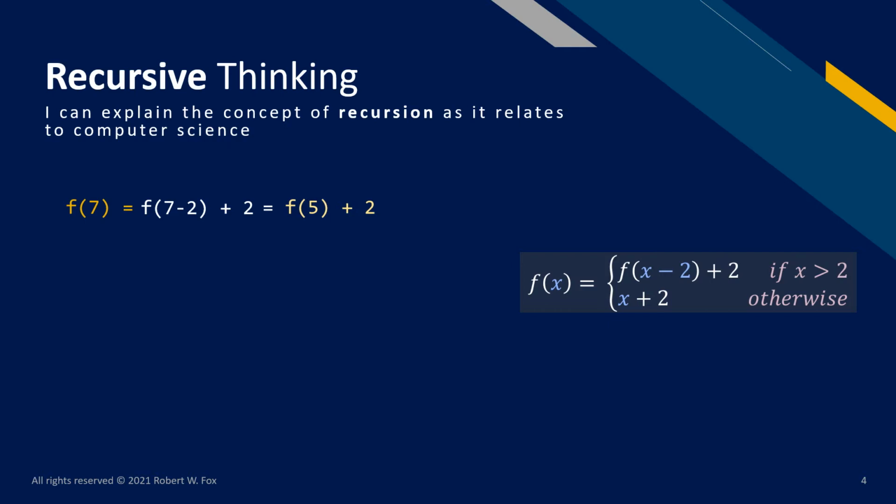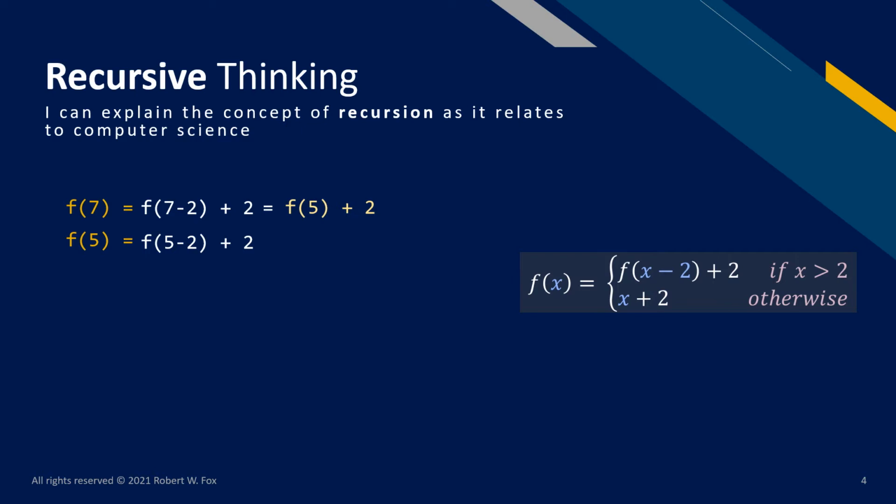Now 7 minus 2 can be simplified to 5, so f of 7 equals f of 5 plus 2. So I've done something, but I'm not at an answer yet, and that's because our answer depends on what f of 5 is, and we don't know. So we'll treat f of 5 as a new problem to be figured out. f of 5: 5 is still bigger than 2, so we'll use the top equation and substitute our 5 right here. And we'll end up with f of 5 minus 2 plus 2.